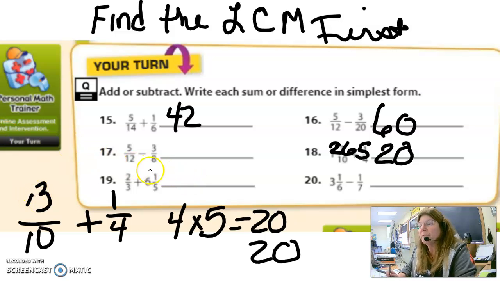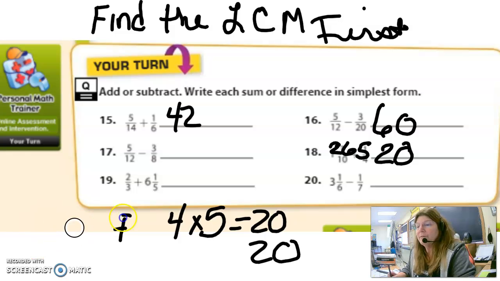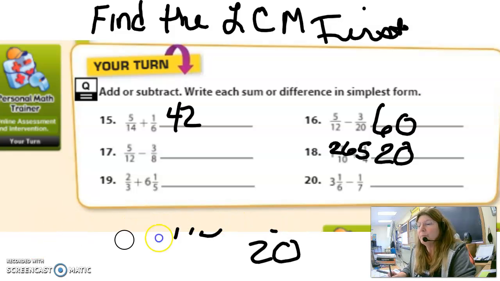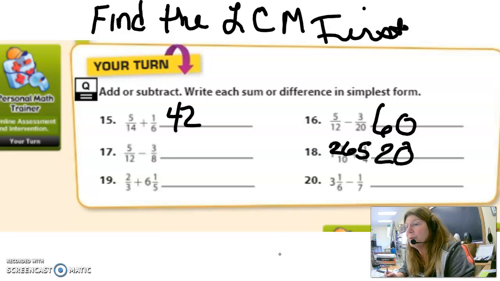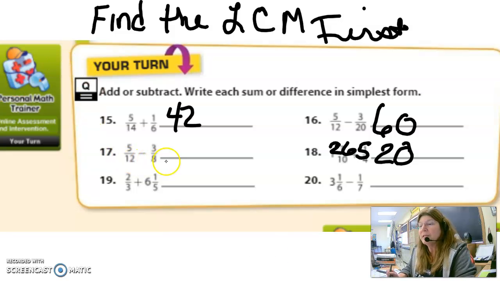Now we're at number 17. Let me erase here real quick. Get these off of there. We're at 17. What is our least common multiple? What do I have to do first? I have to figure out my denominator. So the number for 17 is 8.